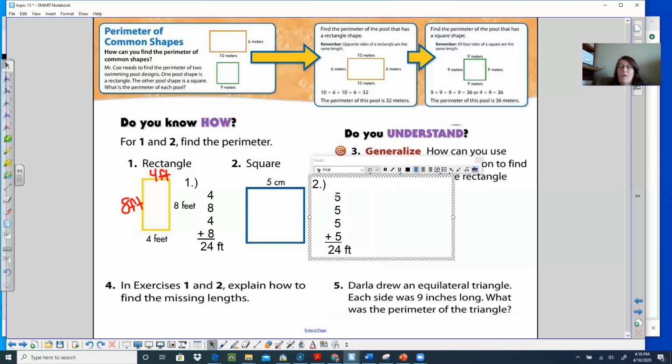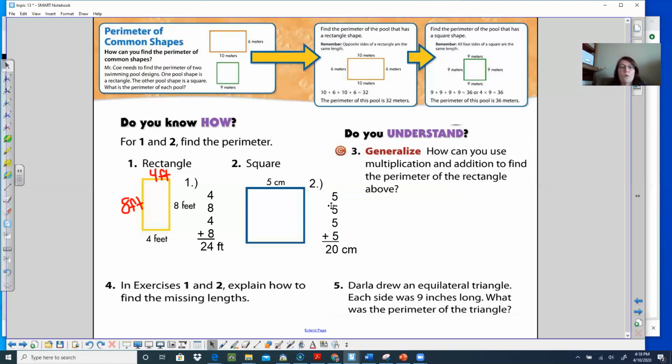Now let's count by 5s. 5. Hopefully you just counted to 20. And our unit's not correct. We can't leave it as feet. We need to change it so that it says centimeters. So please change that. Alrighty, so that was number 2. Hopefully you wrote it nice and neat on your paper.